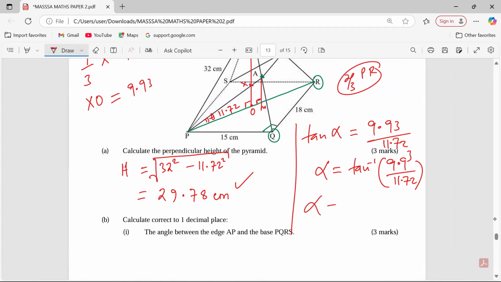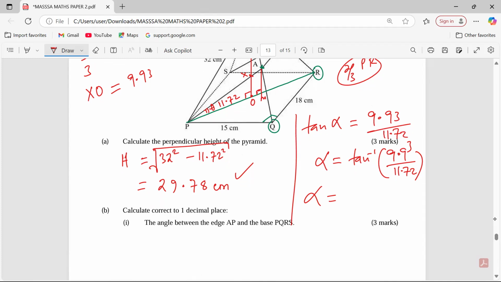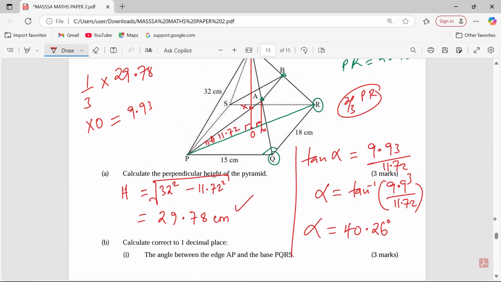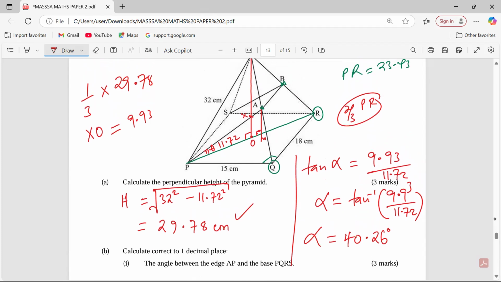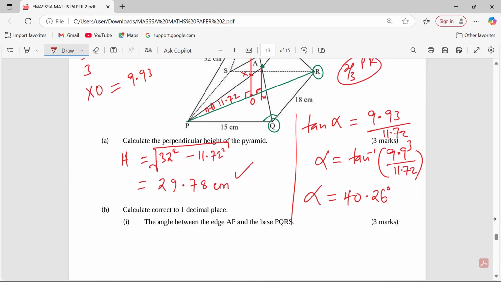So what is the value of this angle? We talk about 9.93 over 11.72, then shift tan or tan inverse, 40.26. Yeah, I'm having 40.26 degrees. So we have the angle as 40.26 degrees.